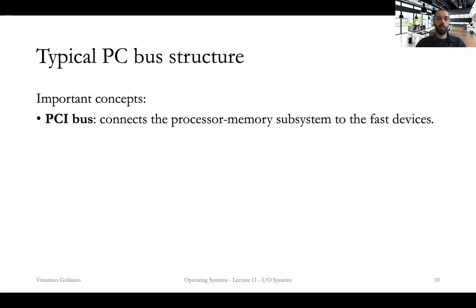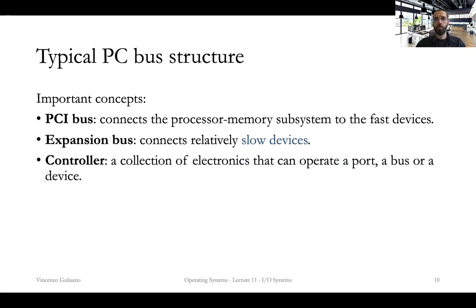And then we have also different types of buses. So one is the PCI, which is the peripheral component interconnect bus. This is the one that connects the processor and memory subsystem to the fast devices. And then we have expansion buses, and these are for connecting relatively slow devices compared to the others. I will show you how it looks in the next slide.